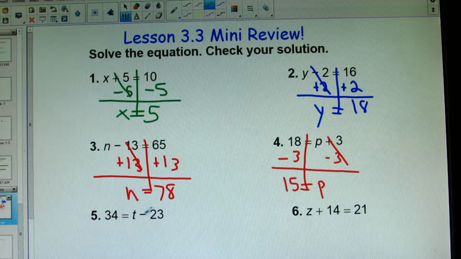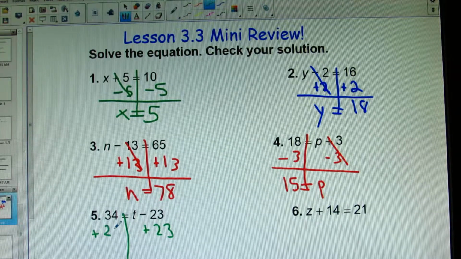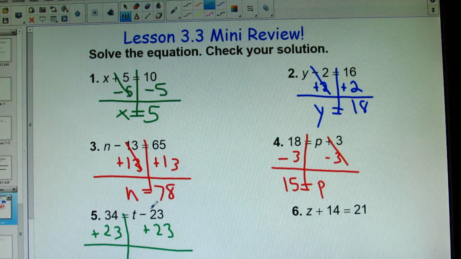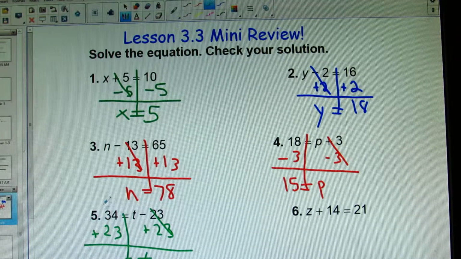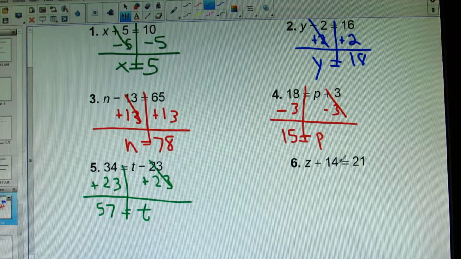Alright, 2 left. Again, drawing my line down. A negative 23 is in my way of the t, so I have to add 23 on both sides. These 23's will cross out, and I'm left with t equals 57. And the last one.